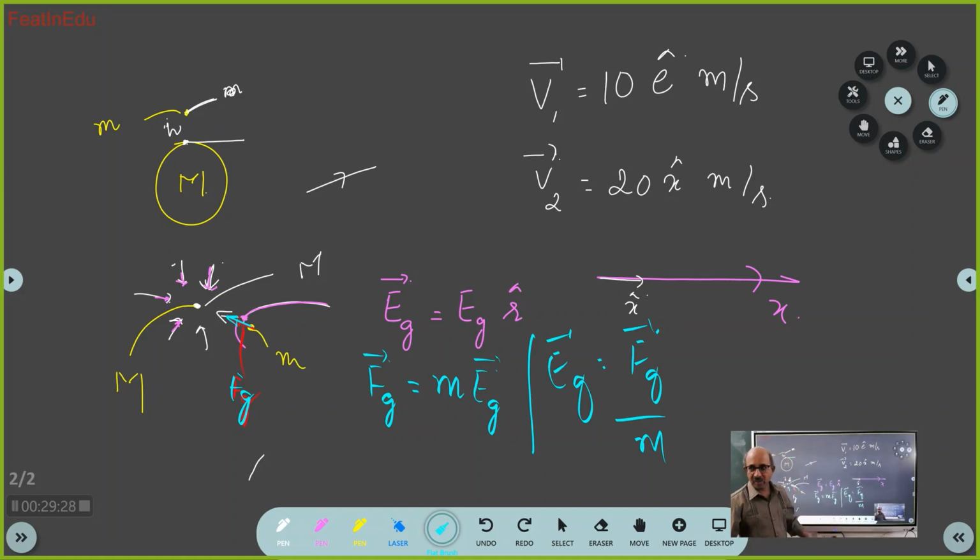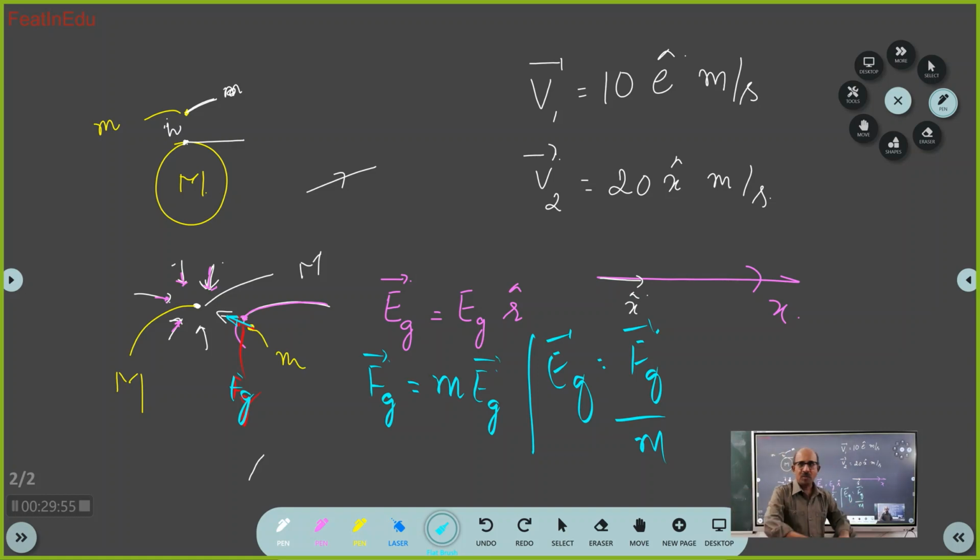Got it? So that means now, you see here, if I place a unit mass, if m is equal to 1, what will happen? Eg bar will be equal to Fg bar. See, now I am going to define the gravitational field as force experienced per unit mass. If m is equal to 1, it is the force experienced by unit mass.